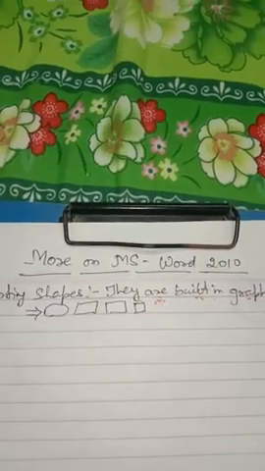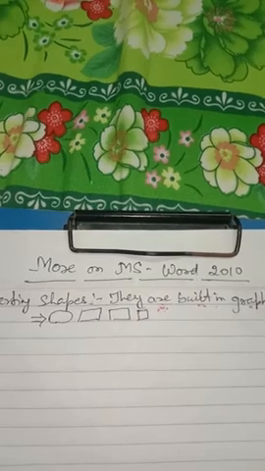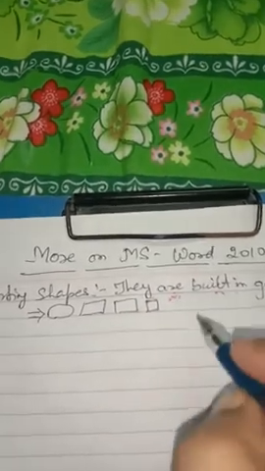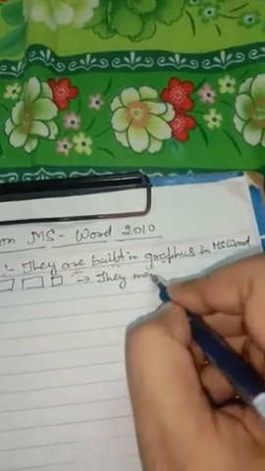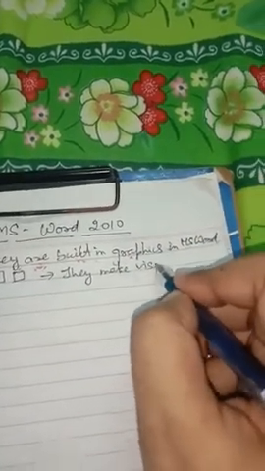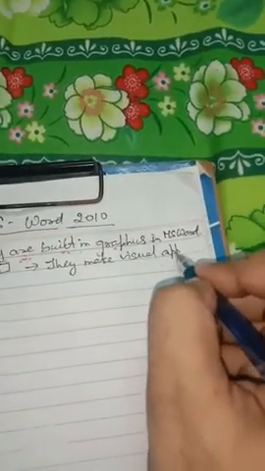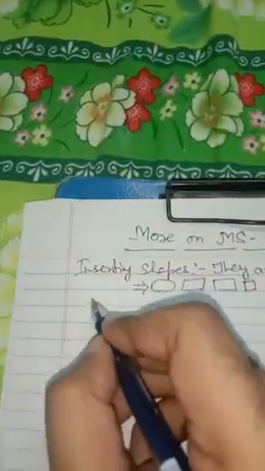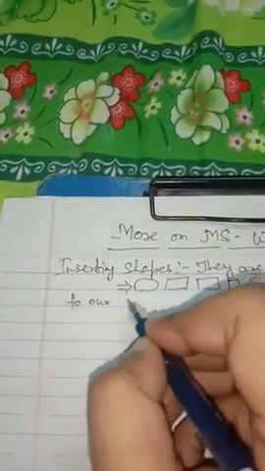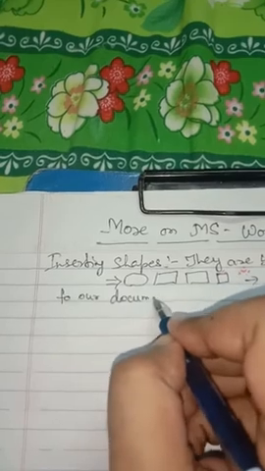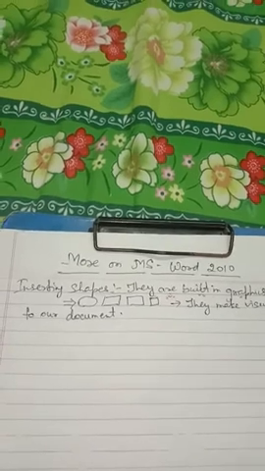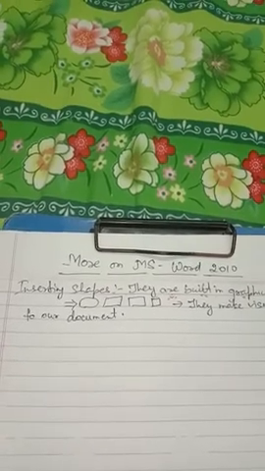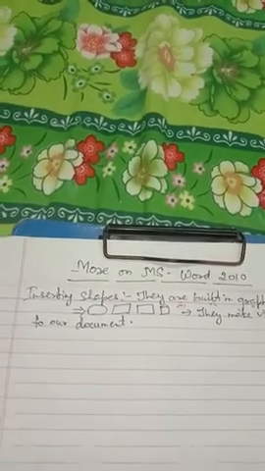What do the shapes do? They make a visual appeal to our document. Visual appeal means that they attract the attention of the users towards the document.